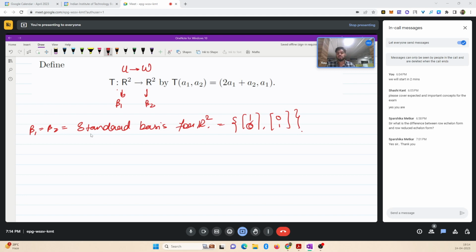Okay, now what you need to do is find T of beta 1, that is, the transformation for every element of beta 1.